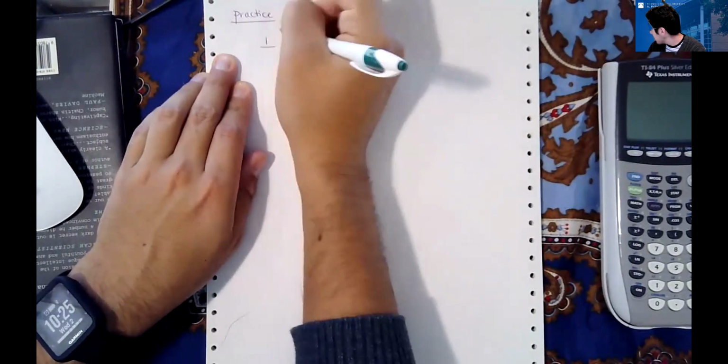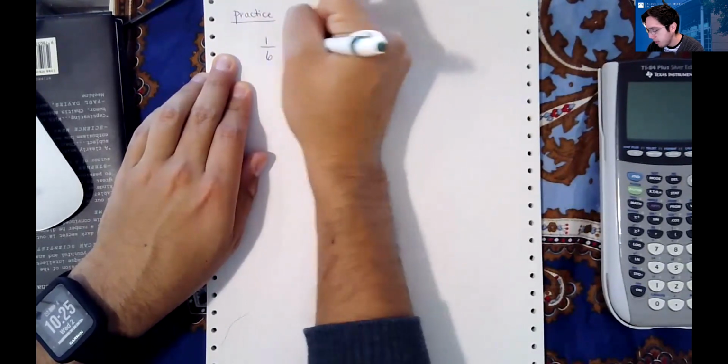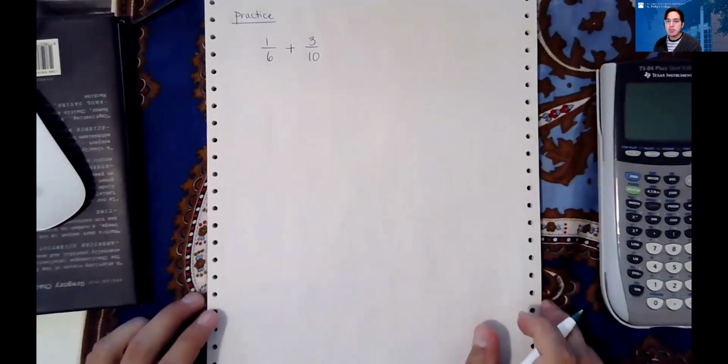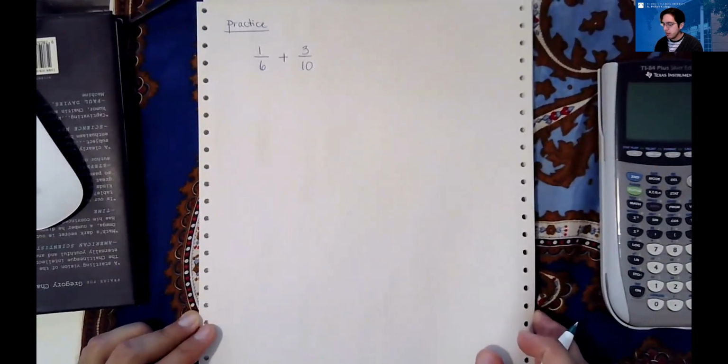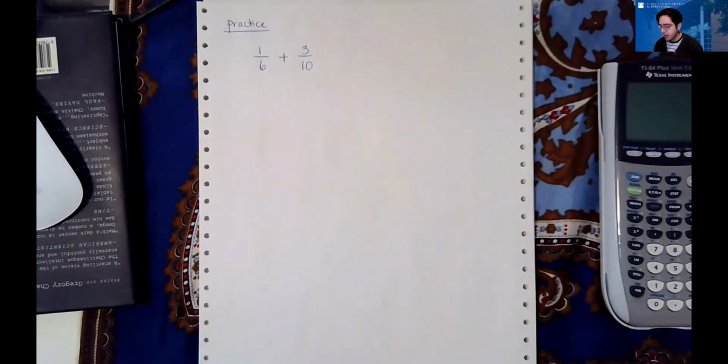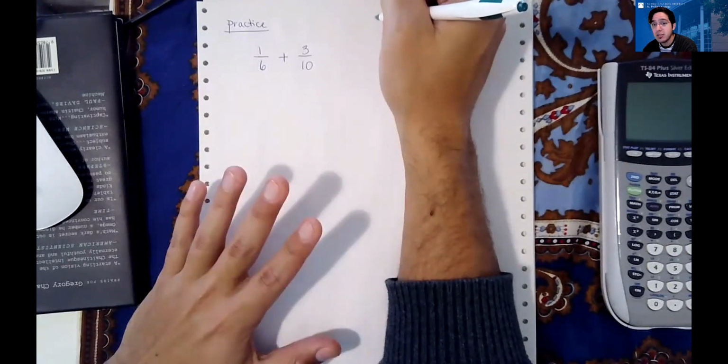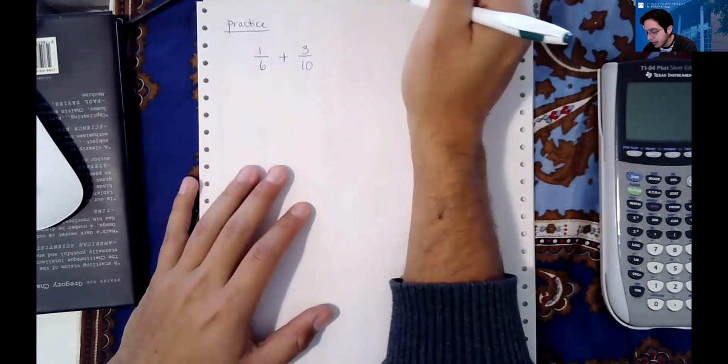Let's do 1/6 plus 3/10. Okay. Well, the first thing you want to do is make sure that they have common denominators. And if they don't, you need to stop and find the common denominator.